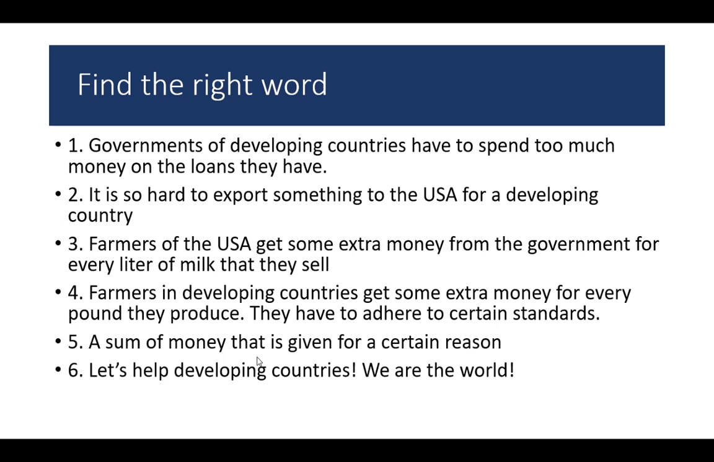Number one, governments of the developing countries have to spend too much money on the loans they have. Number one, debt relief. Number two, protectionism. Number three, subsidy. Number four, fair trade. Number five, grant. Six, aid or charity. Thanks.